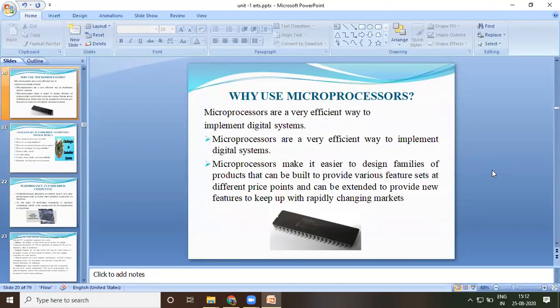Okay. So why do we go for a microprocessor in an embedded system design? There are two reasons. The first is that microprocessors can be implemented in a very efficient way. The second one is upgradability. Various features at different price points can be extended to provide new features to keep up with the rapidly changing market. So for these two reasons, we go for microprocessors.